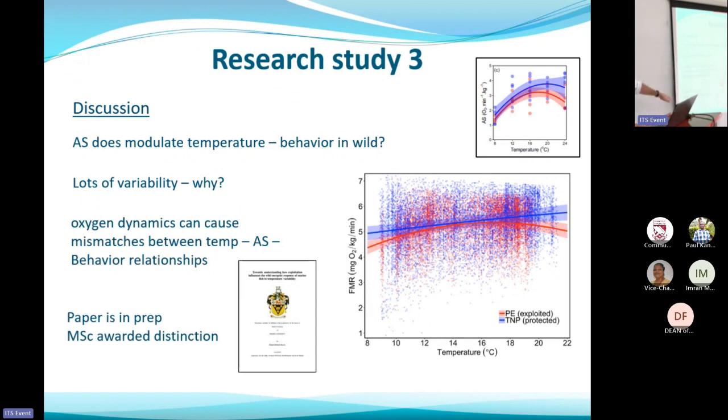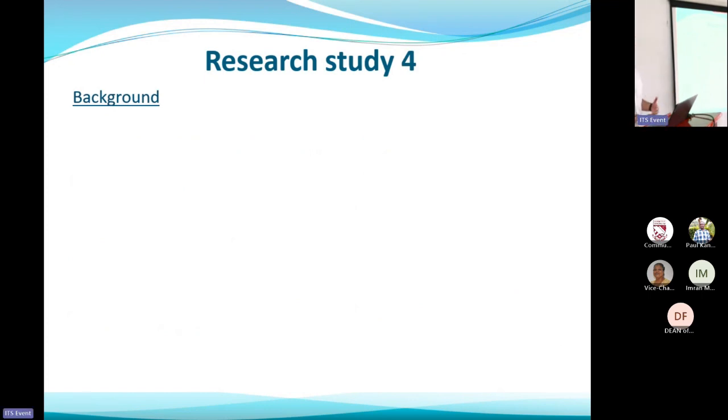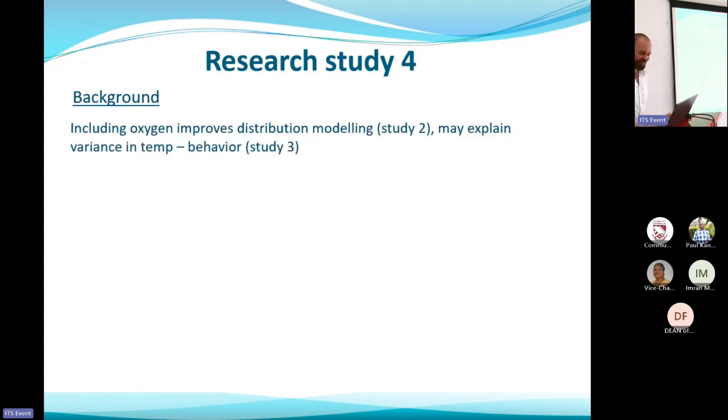This paper's still in prep, but Mike Skills did complete his MSc and was awarded a distinction for it. Now he's in Australia doing his PhD. So we're very proud of that. That was a build-up towards research study 4, which I want to highlight, which is the absolute metabolic index, which I developed.